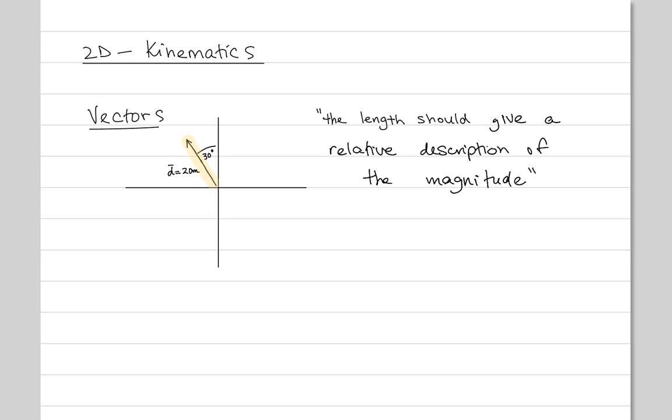Okay, and all vectors, of course, are just going to be arrows. And the arrows have what we call a tail and what we call a tip. You can call it a head, whatever you want, but we're going to call it a tip. Because when we add vectors, we line them up tail to tip. So that's going to be important.